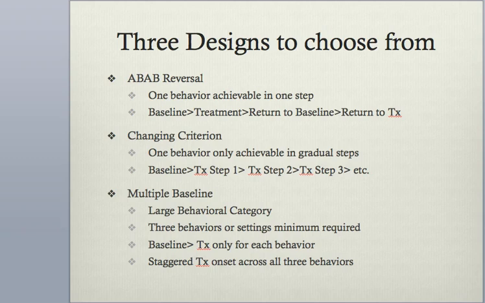Now, there are 3 designs to choose from. You can choose an ABAB reversal, a changing criterion design, or a multiple baseline. I want to just summarize very quickly. ABAB reversal, you're really dealing with only one behavior, but it's a behavior that can change in just one step. So if you're going to study, currently you study for an hour 3 days a week, and your goal is to study 45 minutes a day, 7 days a week, you can do that in one step.